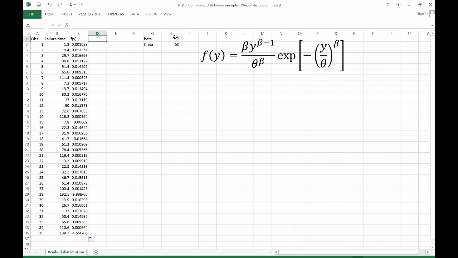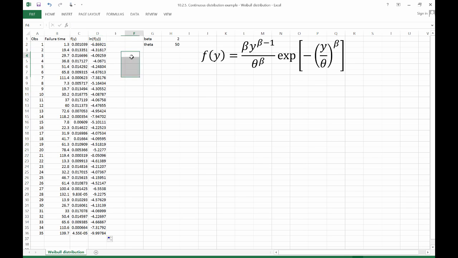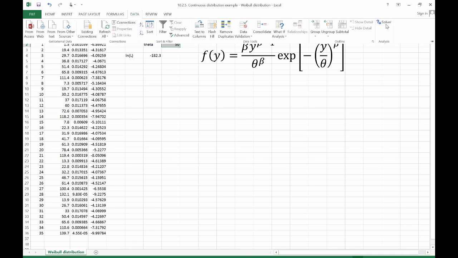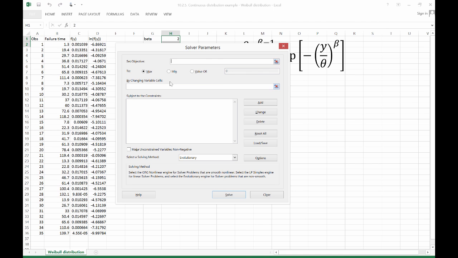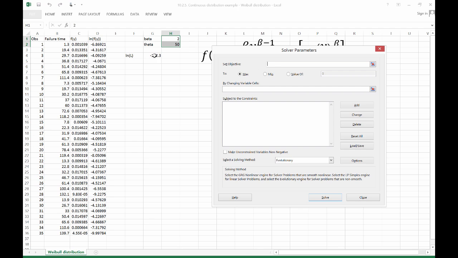Okay, and just like before, rather than multiplying all these values together, let's just go ahead and take the natural log of these now. So let's take the natural log of the PDF, evaluated at each one of these observations, and then sum those up. Great. So now let's take the natural log likelihood function. That's the sum of all of these values. And remember again, what we want to do is maximize the natural log likelihood by changing the values of beta and theta. So we're going to go to the data tab and the solver function. We want to set our objective as this cell right here, the natural log likelihood. We want to maximize it by changing the values of beta and theta.